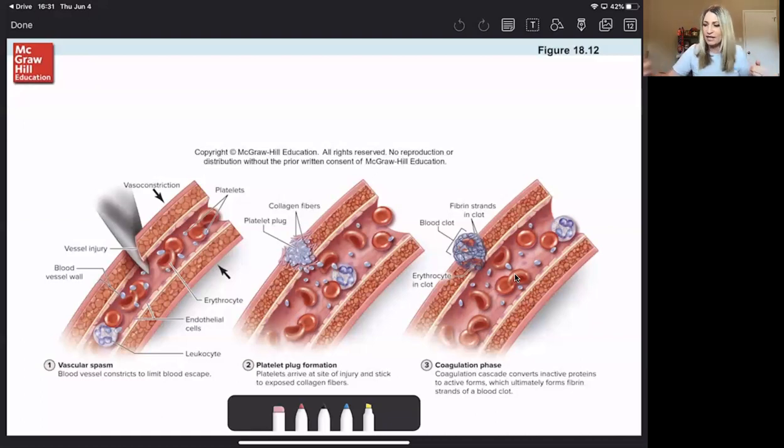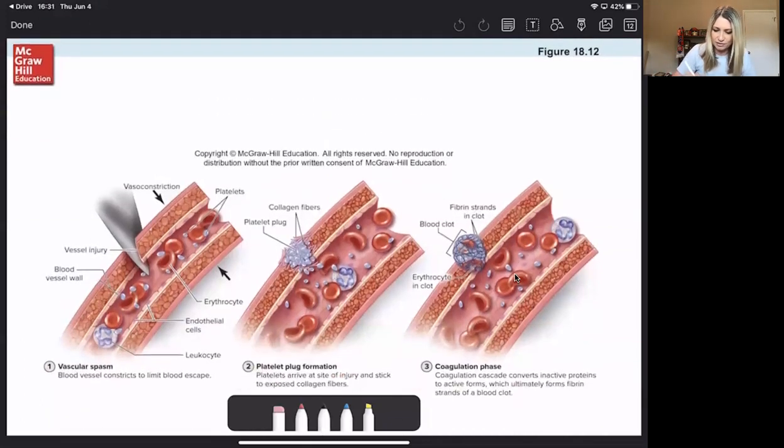And when you think about platelet plug, that's exactly what that means. So look at that. See how they're congregating inside of that break, and they're filling that break temporarily, creating kind of like a plug. Well, it is a plug.